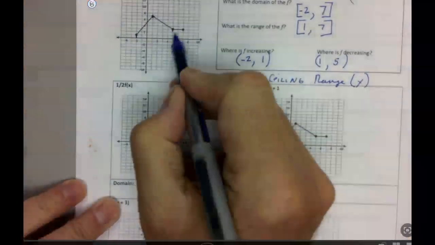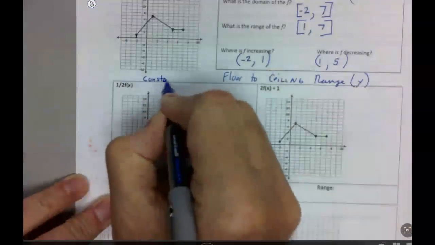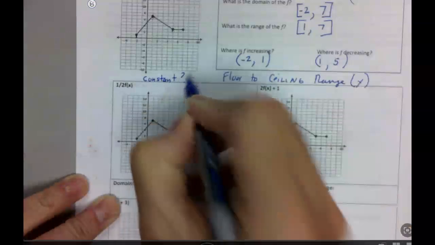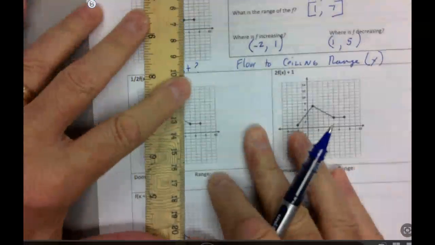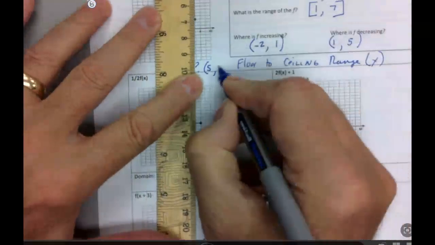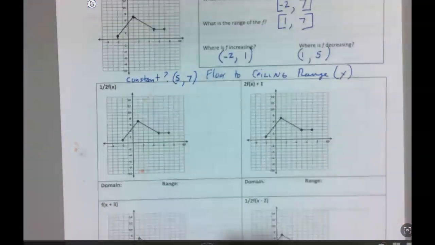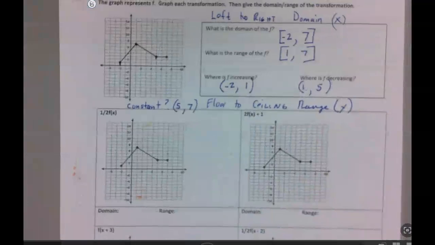Now, what it's doing here is called a constant. So, what's the x here? 5, is that right? To what? 7. Correct? Yes or no? Yes. Okay.